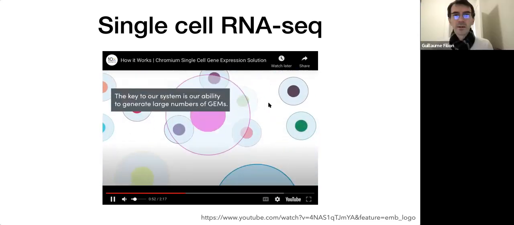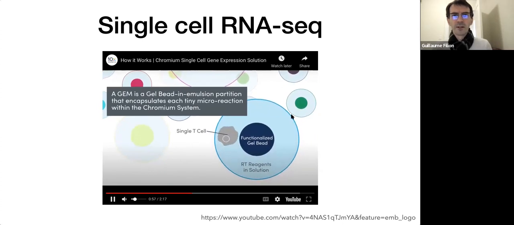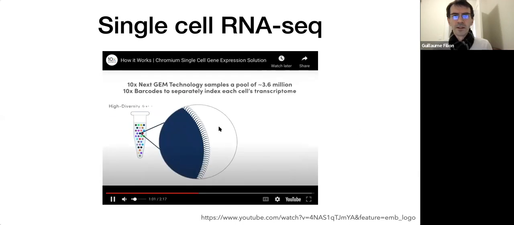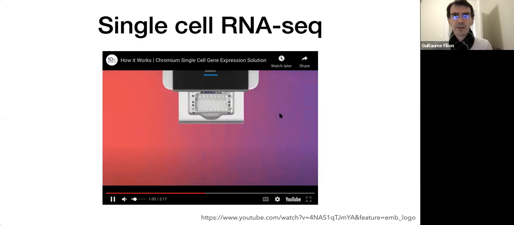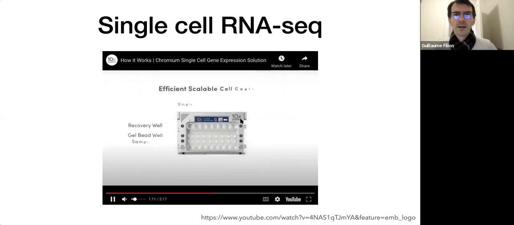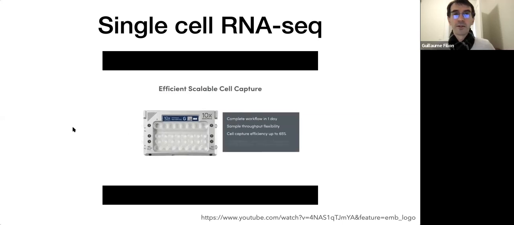Okay, now how does it work in practice? They have these GEMs. Gel bead in emulsion partition. And so the point is that they have beads here with DNA on them. We're going to see in a second what that is. There's this cartridge here, put that in the machine, and it does everything by itself. But of course it costs an arm and a leg. These things are really expensive.